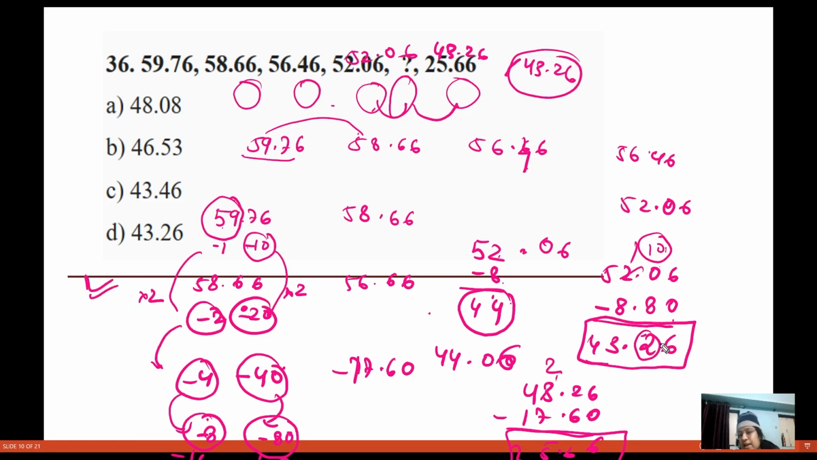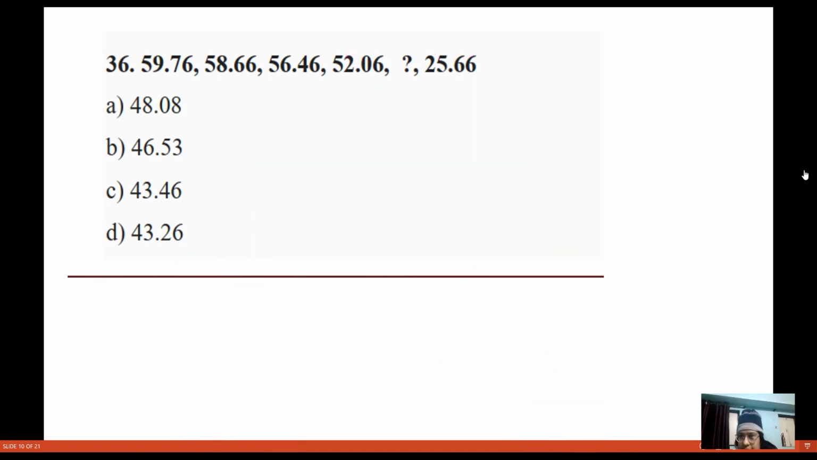So this is correct. Is it correct for everybody? Yes. So this was very simple. This was very simple logic. I hope everybody understands this. So let's move on to the next question.